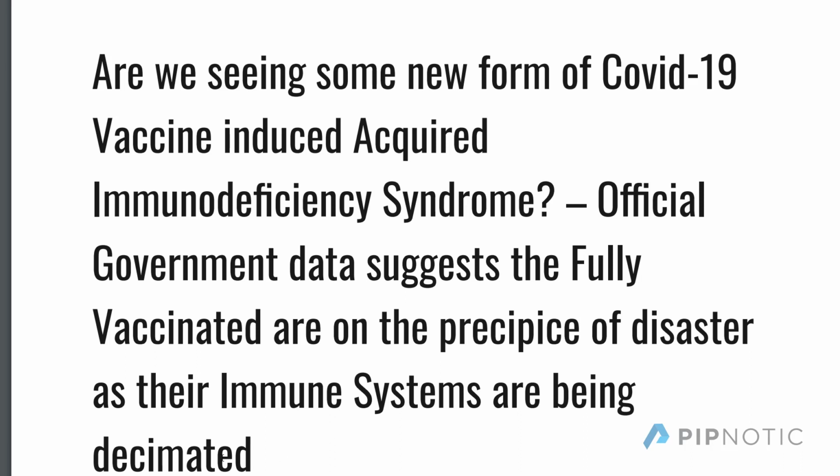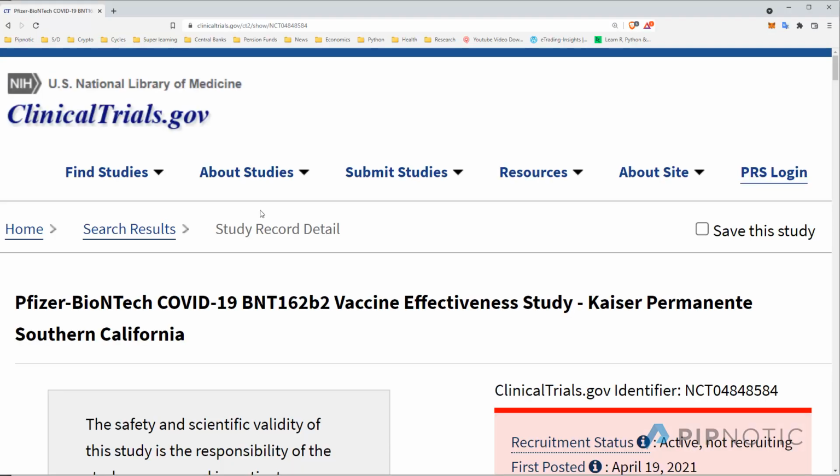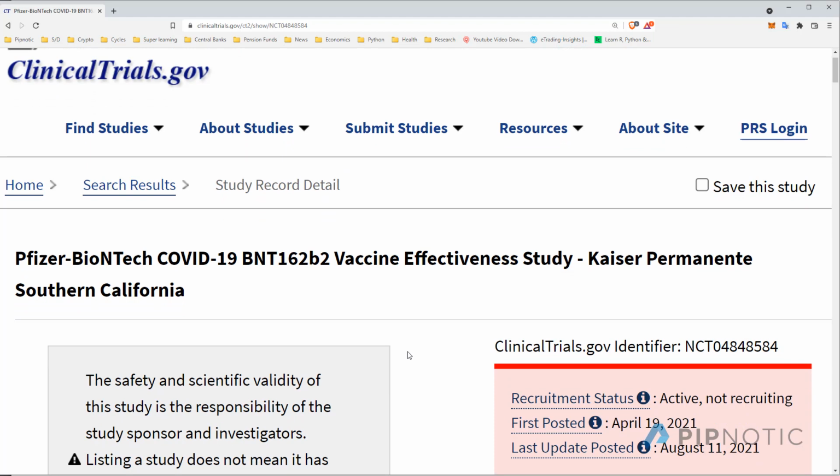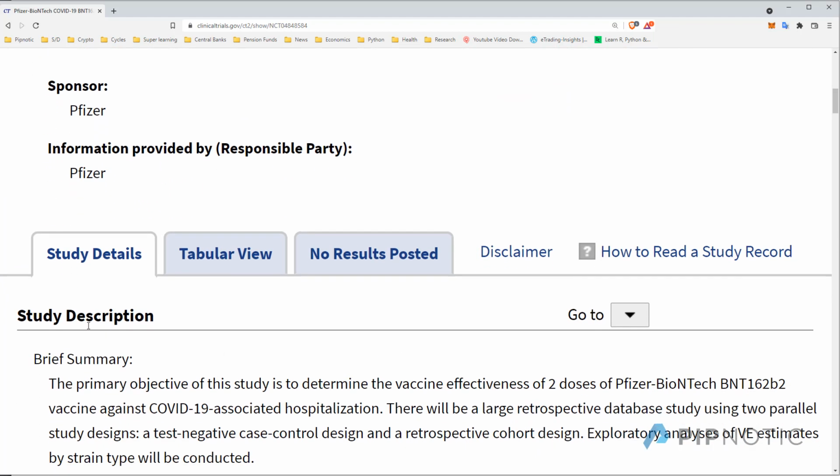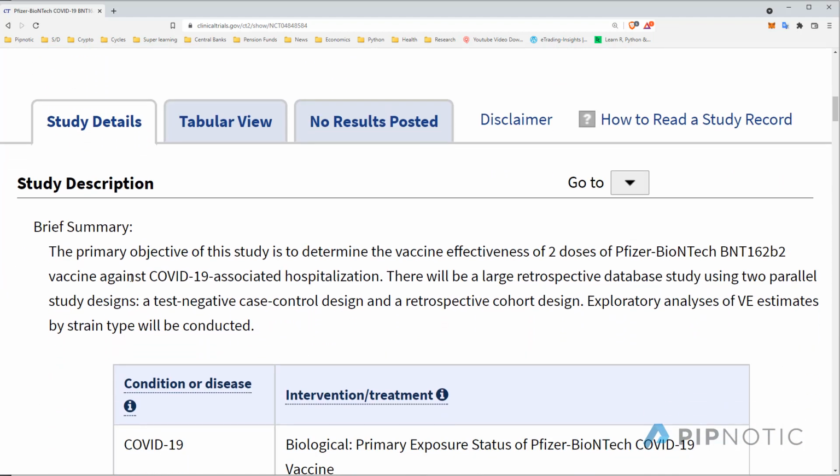There is a website called clinicaltrials.gov. This one here, it's a governmental website. I'm not making this up. This is the Pfizer-BioNTech COVID-19 vaccine effectiveness study. Okay, so this is a vaccine that is being injected into billions of people globally. But if we scroll down and we have a look here at the study description, the primary objective of this study is to determine the vaccine effectiveness of 2 doses of Pfizer-BioNTech's vaccine against COVID-19 associated hospitalization.